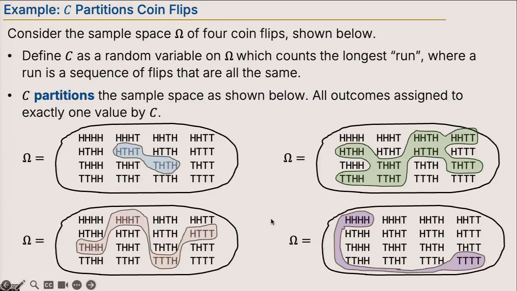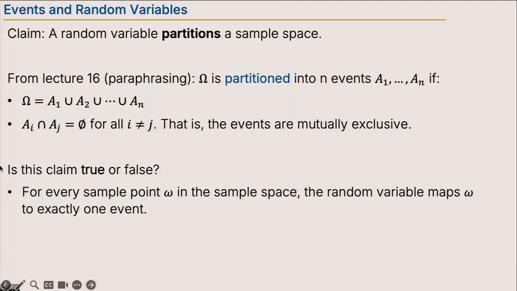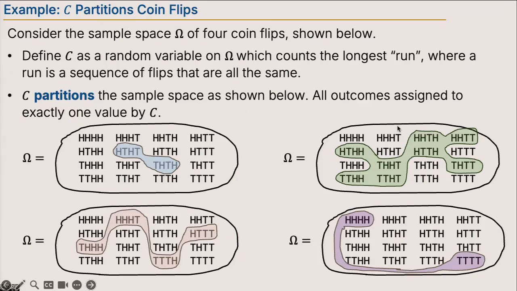Precisely. Okay. So we can consider the sample space of, let's say, 4 coin flips using this random variable C, which counts the longest run. It takes our sample space and partitions it into these 4 events. And notice that the intersection of any pair of these events is empty, and that if I combine them all together, I get the entire sample space.